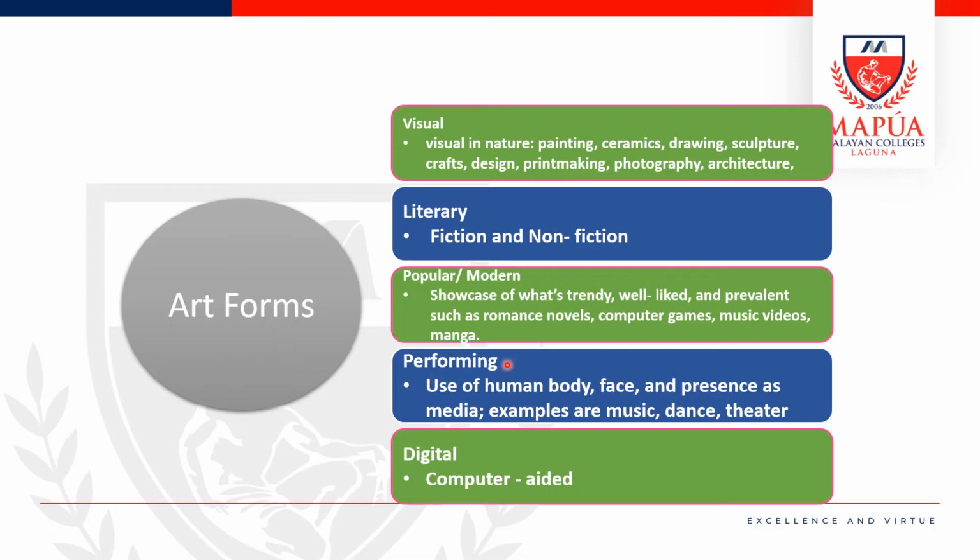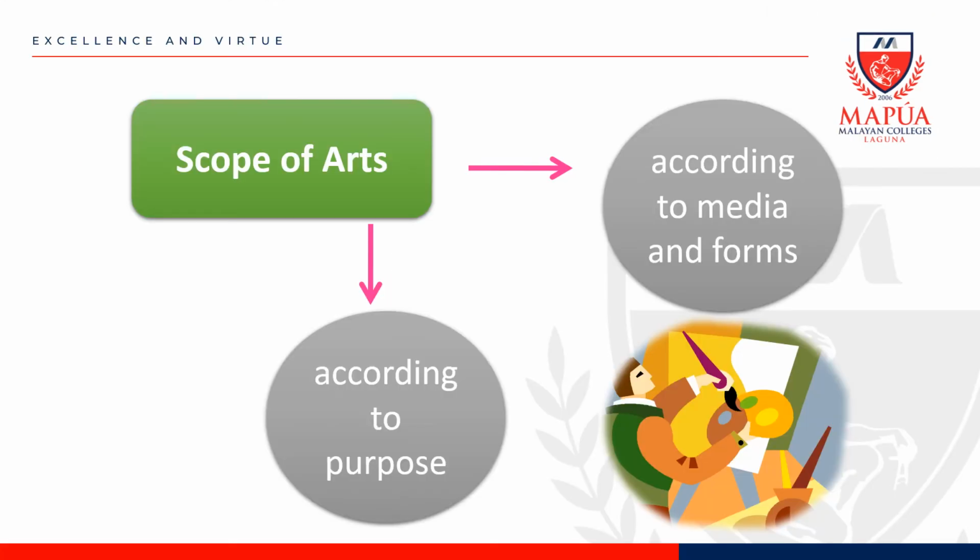Art is performing when human body, face, and presence are used as media. There's movement. Okay, examples are music, dance, theater. Now we also have digital arts. Of course, digital arts are technology or computer aided. Art may also be grouped according to scope. Artworks or art forms may be grouped according to media or medium used and forms, and according to purpose.